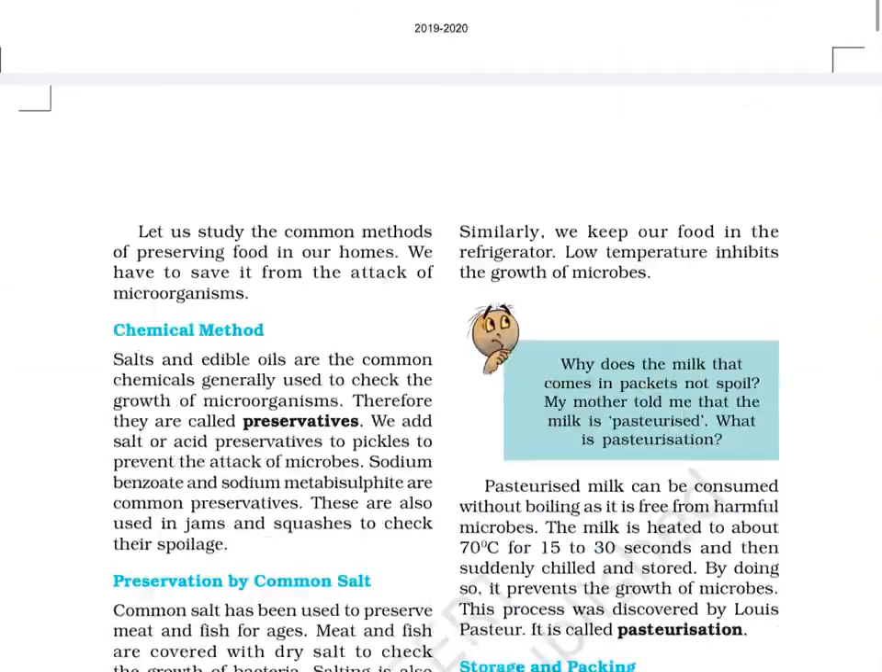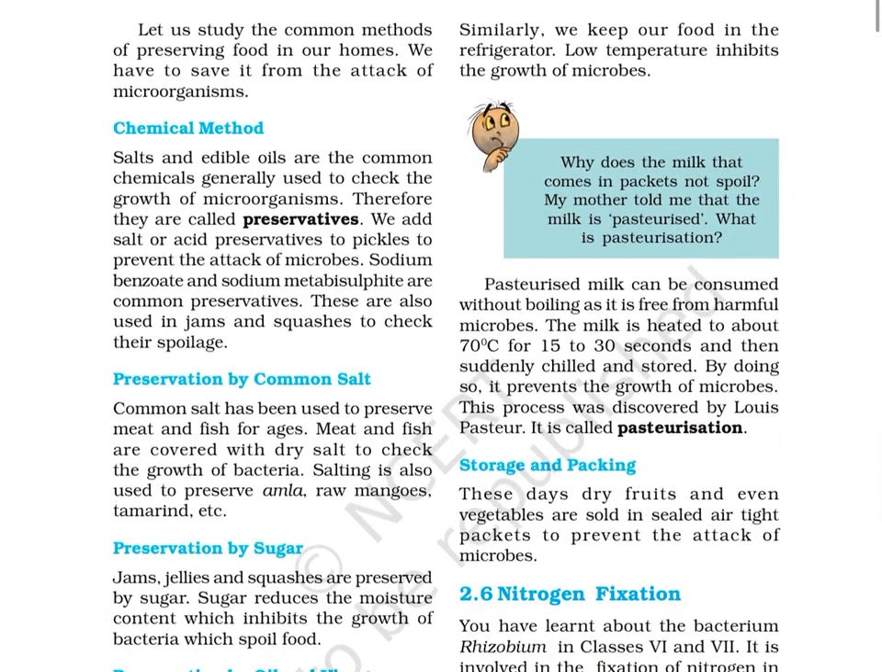Let us study the common methods of preserving food in our homes. We have to save it from the attack of microorganisms. Chemical method. Salts and edible oils are the common chemicals generally used to check the growth of microorganisms. Therefore, they are called preservatives.